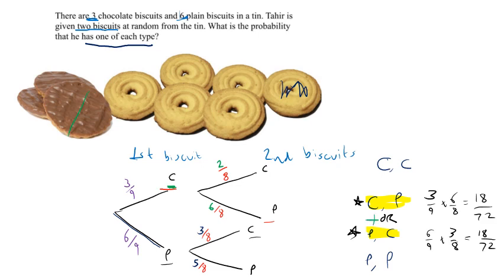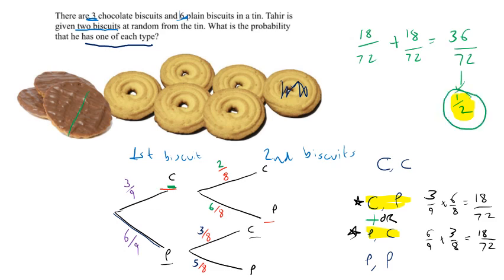So to get our final answer to this question, we do 18/72 plus 18/72, which is 36/72. And that simplifies down to 1/2. So my very final answer for that question, let me highlight it, is 1/2. So hopefully you can use that, year 10, to correct your work where you need to.